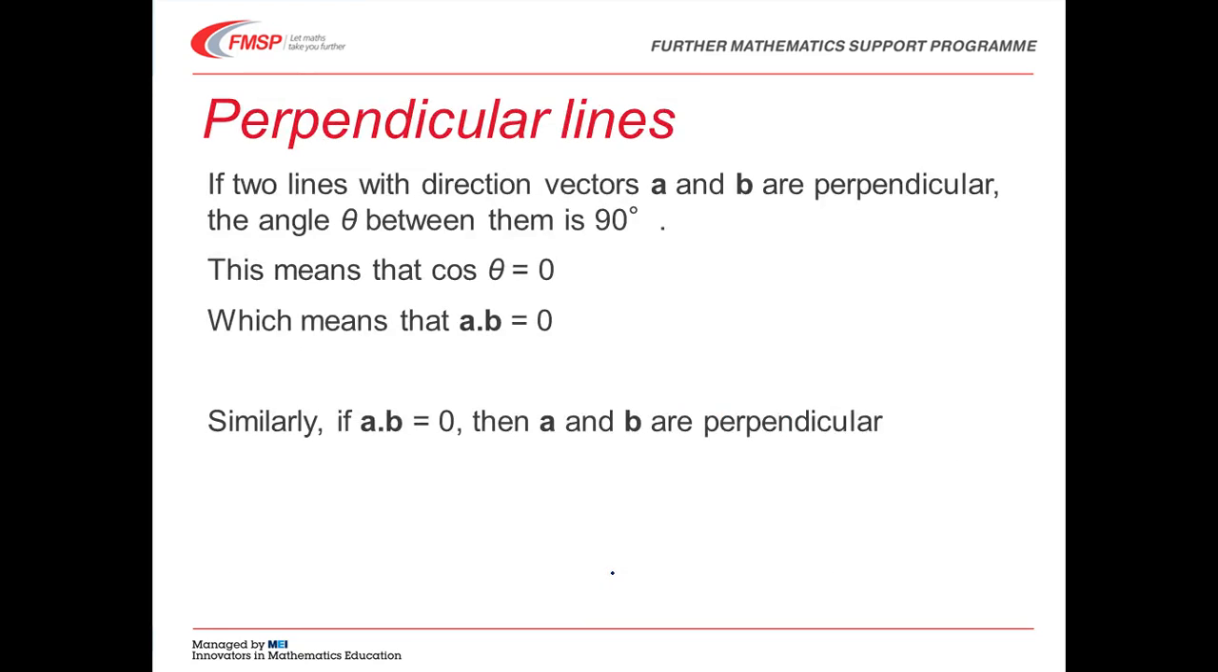Okay, back to our perpendicular lines. If two lines with direction vectors A and B are perpendicular, the angle between them is 90, and that means that cos theta is 0. That means that A dot B will be 0. Similarly, if A dot B is 0, then A and B are perpendicular. It's important to remember that this works both ways.